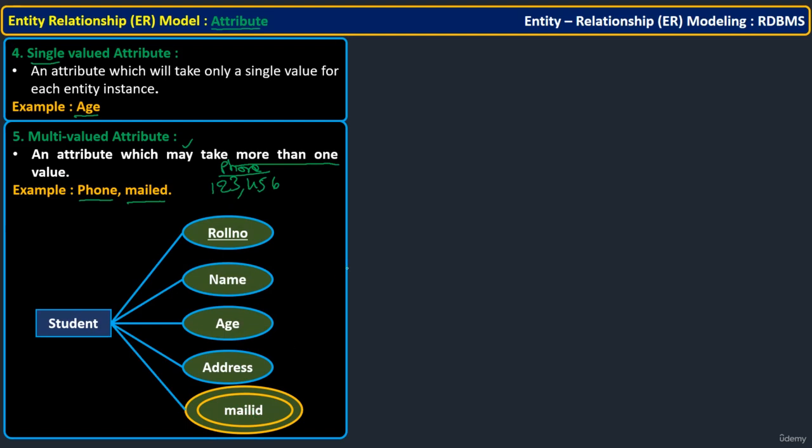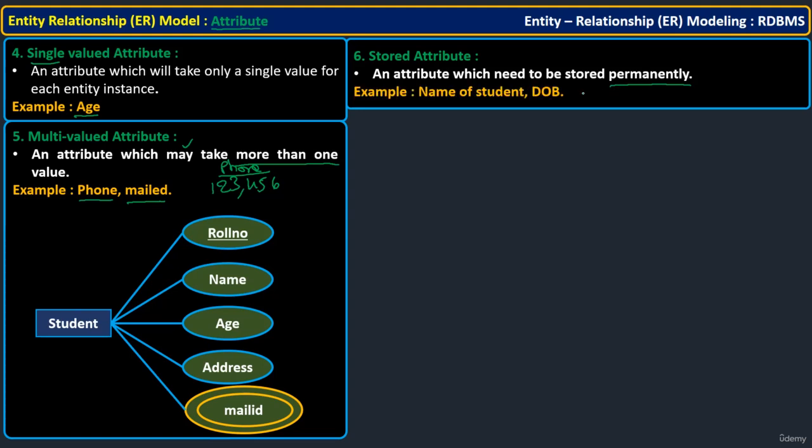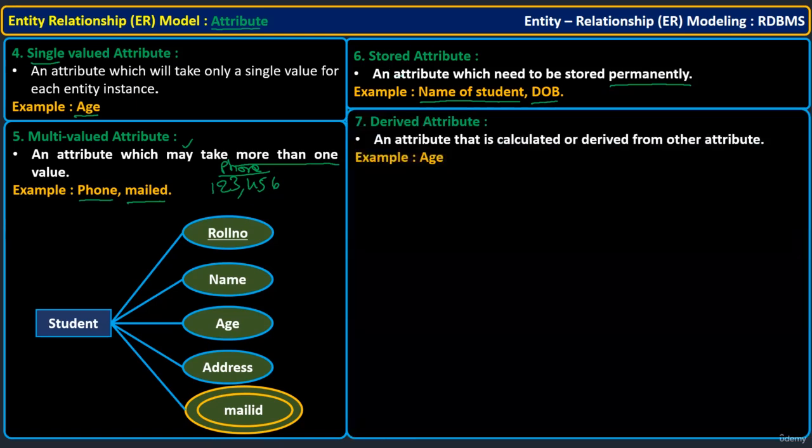And another definition is stored attribute. An attribute which needs to be stored permanently, that we are not going to change. For example, name of a student. The name of a student is not going to change, right? And date of birth, a particular student's date of birth is not going to change. That is permanent.